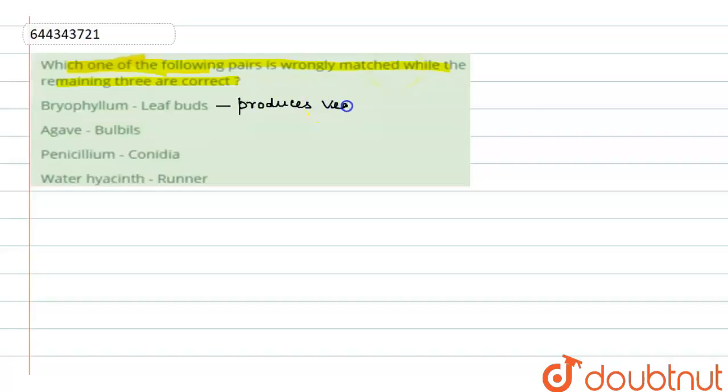Our second option is agave, which is matched with bulbils. This is correct because agave has bulbils on its flower stalks. Where are these bulbils present? They are present on the flower stalks. Now our third option is penicillium, which is matched with conidia.